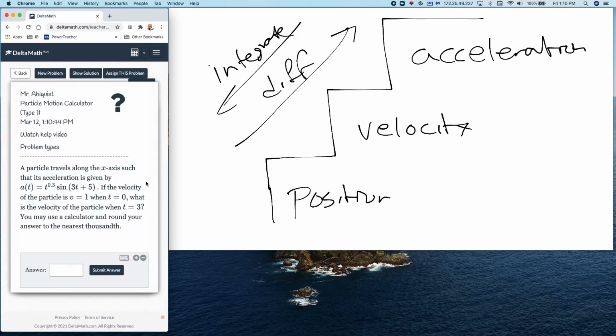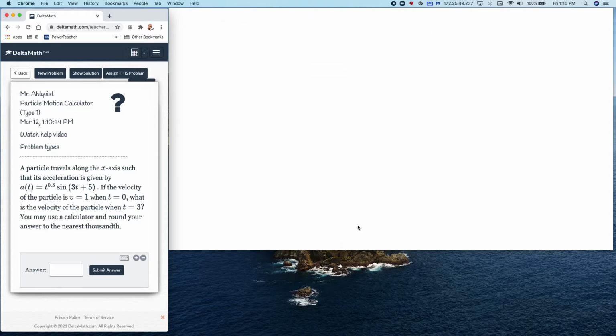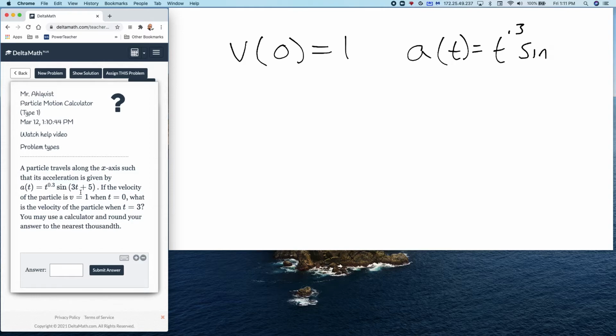Now, the next thing you're going to have to do is some calculator work. Okay, so I'm going to show you how to do it. You could always do integrals off of a calculator. So let's take this one. It's saying, okay, the velocity at 0 is equal to 1, and the acceleration is equal to t to the 0.3 sine 3t plus 5. And it's saying find v of 3.